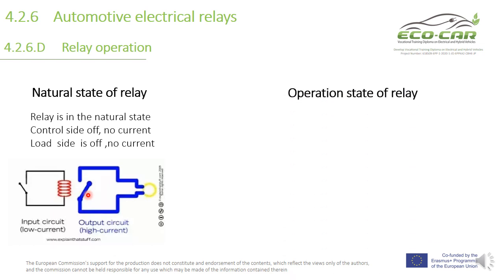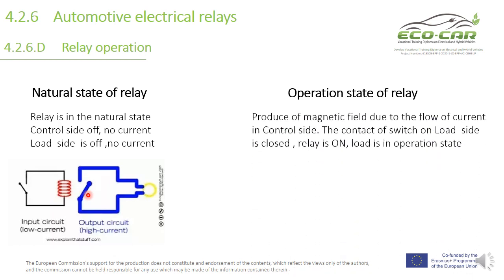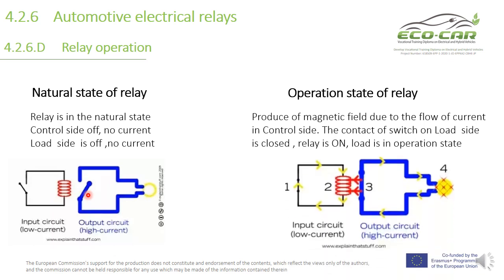Operation state of the relay: a magnetic field is produced due to the flow of current in the control side. This is the control side. We have here the coil. So when there is a flow of current in the control side, there is a magnetic field.